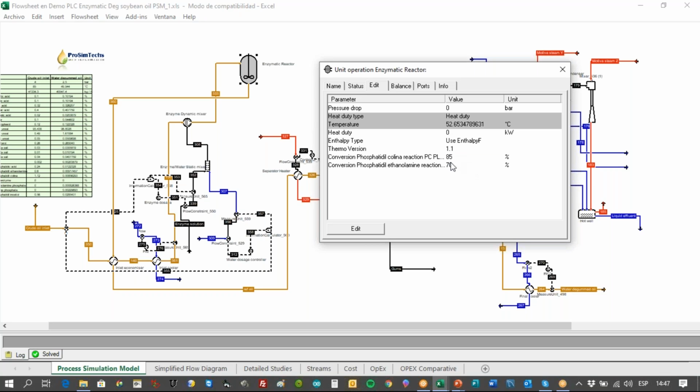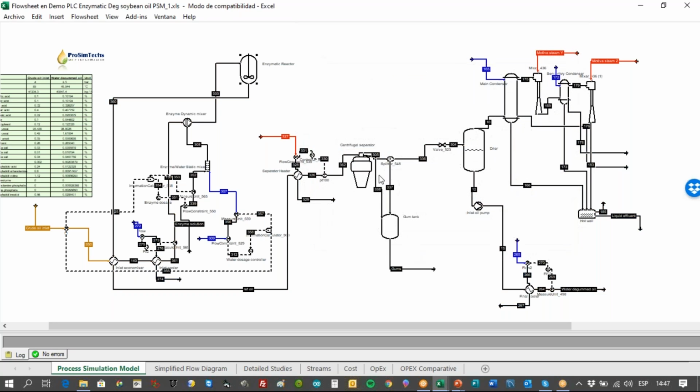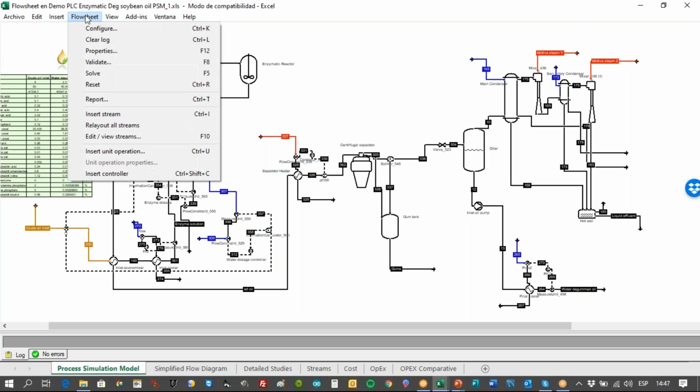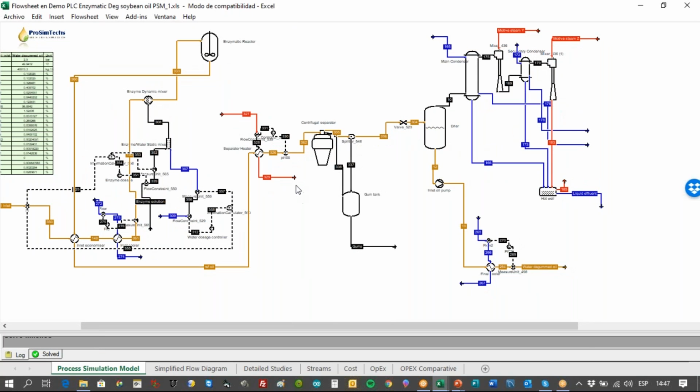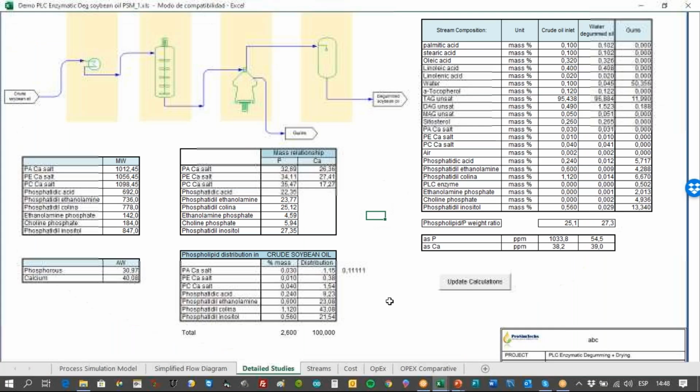Here I'm changing the conversion from 85 to 75%. Every time I change something in the simulation model, of course I have to solve all the equations again, and this is done by clicking in flowsheet and then solve. This was quite quick because I just changed the conversion.